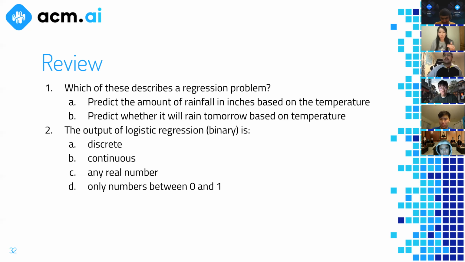Even though we do technically have continuous values from 0 to 1, the actual output of logistic regression, when we have that decision boundary, is going to separate the data into different classes, or at least in this case, 2 distinct classes. Because we have these distinct classes, that's why we consider it discrete rather than only numbers between 0 and 1.